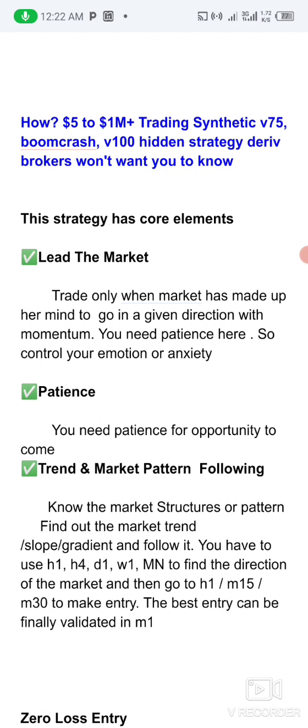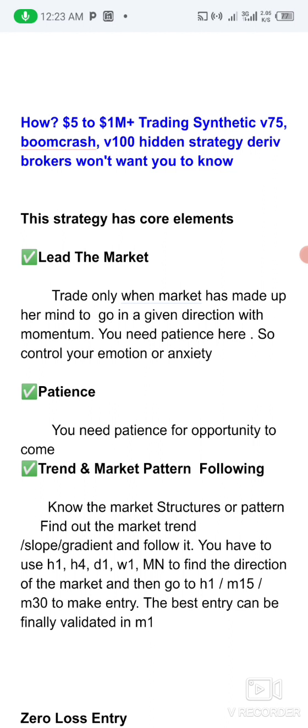So today we shall be discussing how to turn $5 into $1 million plus trading synthetic V75, Boom Crash, V100: the hidden strategy Deriv brokers don't want you to know. You can apply this strategy to the rest of all the assets, even including Forex assets.